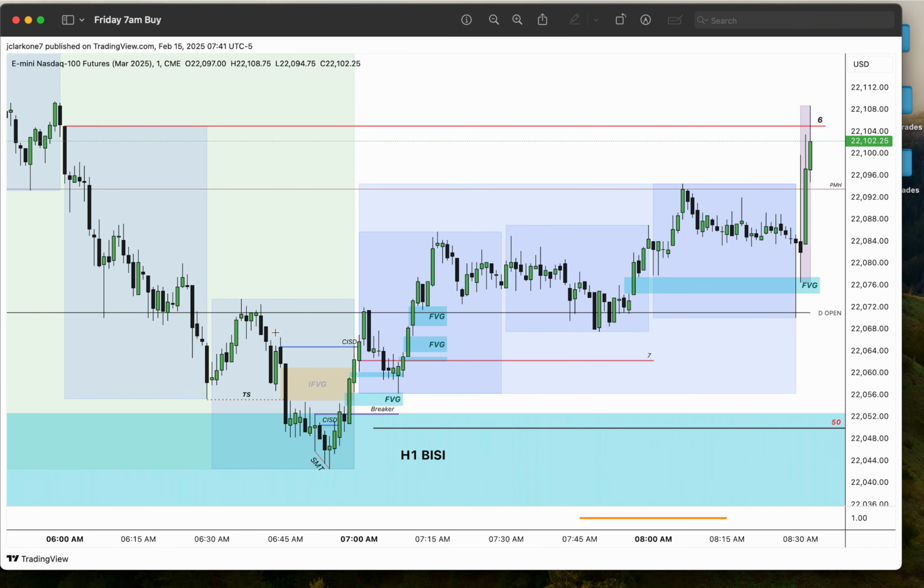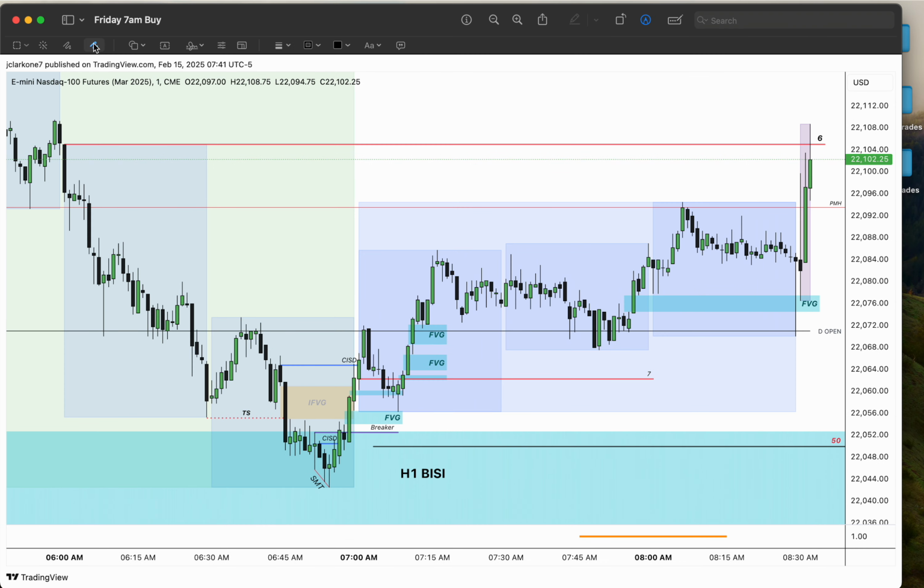Friday, 7 a.m. This is a buy model as well. So we have 6 a.m. open. This is the trade I took at Friday. Held it all day.